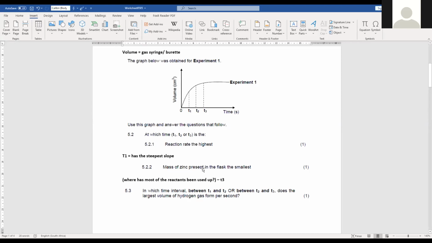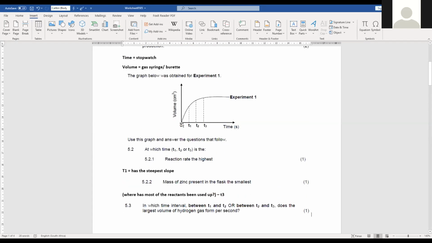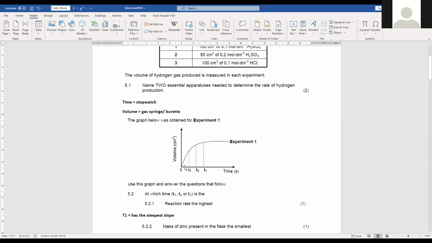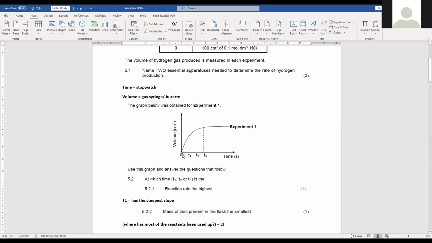So the question was asking you, where do you know that the mass of the zinc present in the flask is the smallest? So they're basically asking you, where has most of the reactants been used up? If you look at this graph, okay? So looking at this graph, you're looking at your products being made. So you're looking at your hydrogen gas being made. So you start off with 0 hydrogen gas, and then it starts increasing, okay?